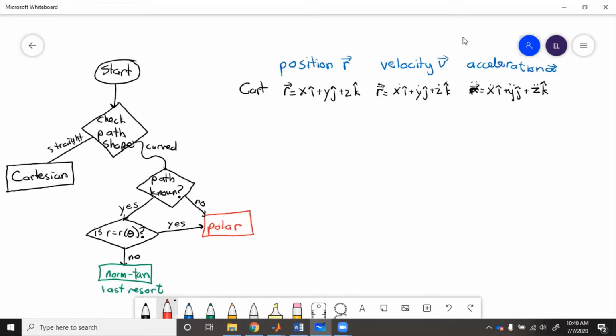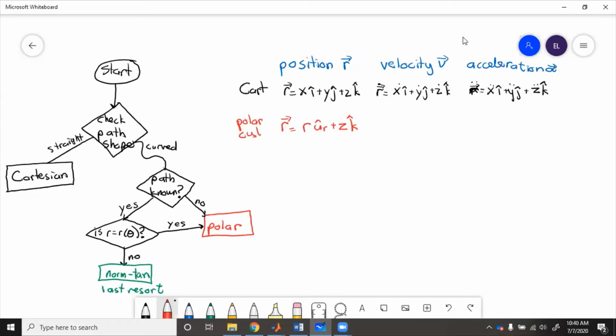Polar or cylindrical is different. So for a polar or cylindrical system, the r, theta vectors do change. So the position here always points towards the particle. So we'll have r ur plus z in the k hat if it's cylindrical.